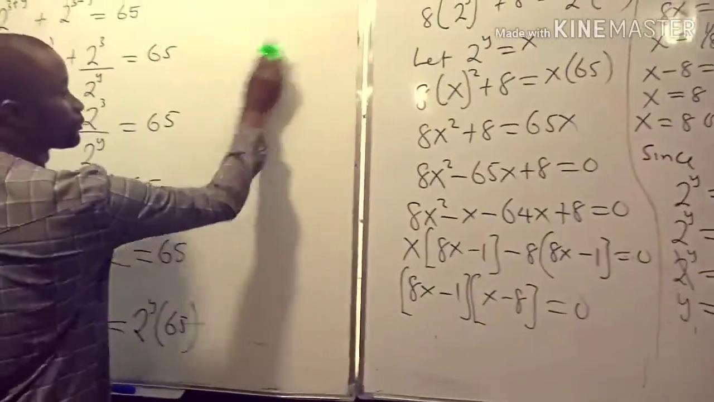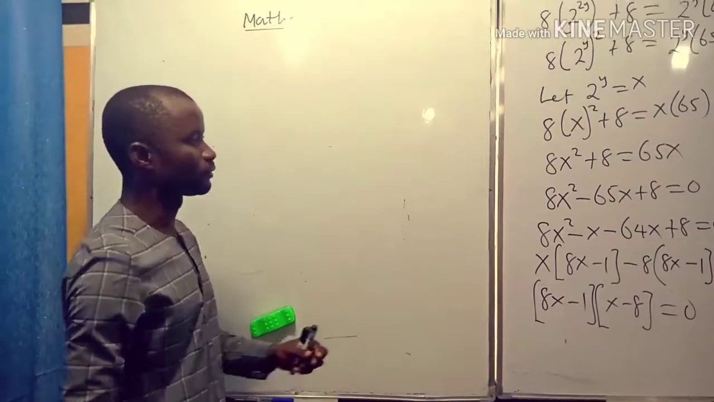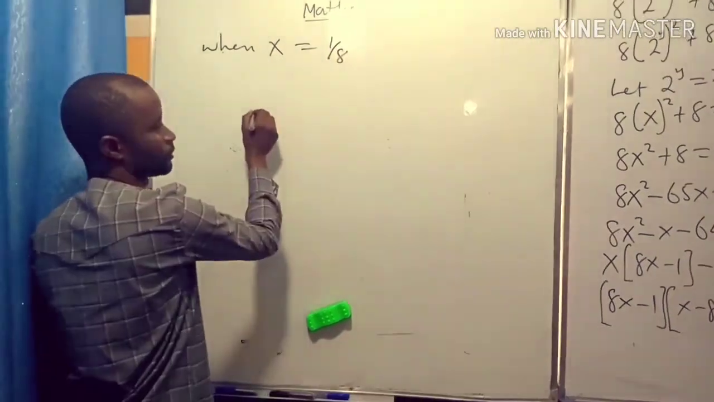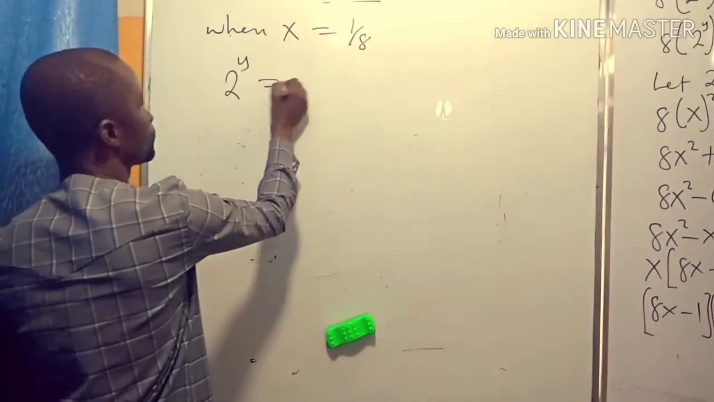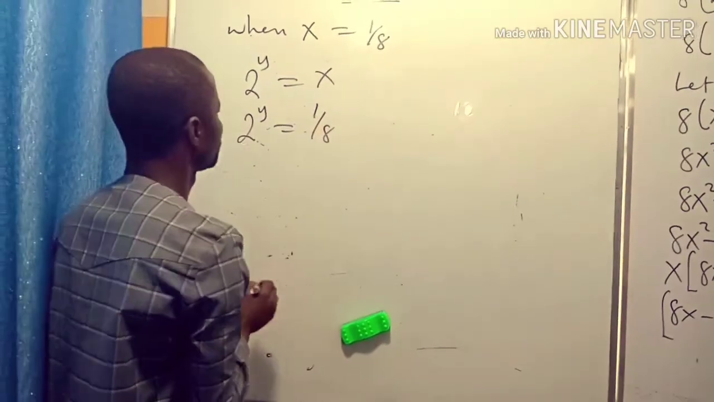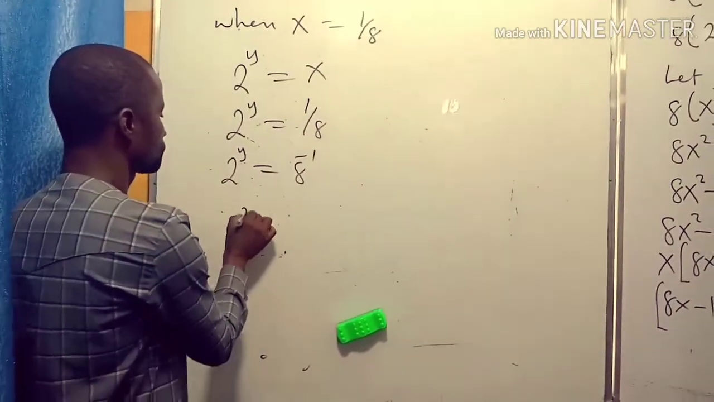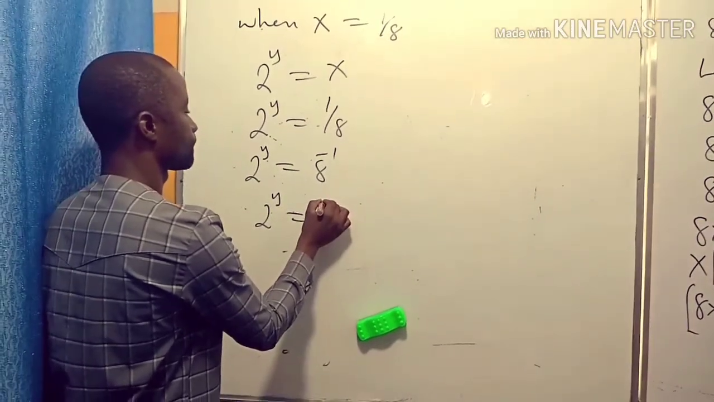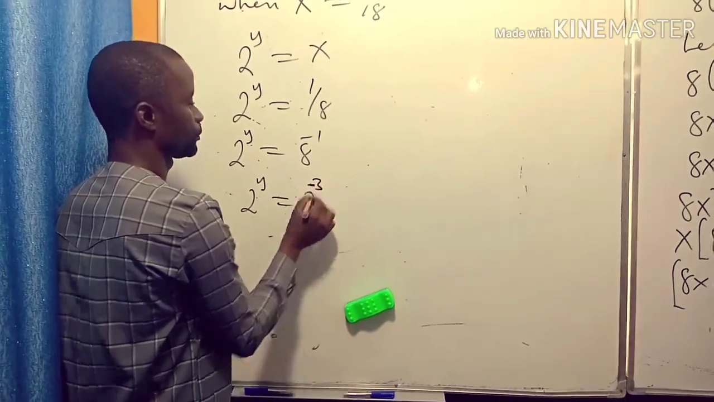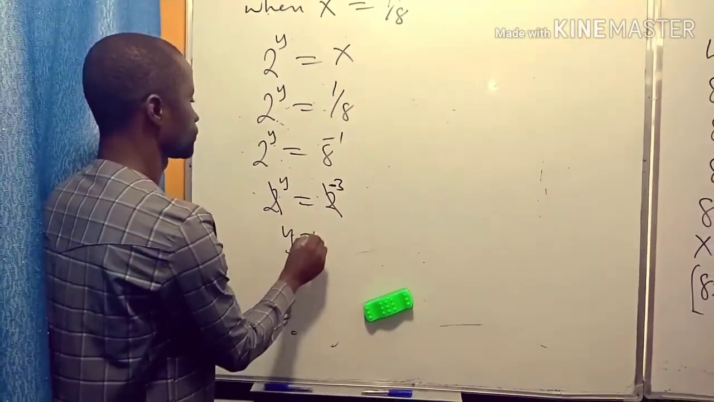And then this next one, the second value where x is equal to 1/8. And then you have 2^y is equal to x. Substitute this value here. That's 2^y equal to 1/8. And then we have 2^y is equal to 8 to the power of -1, that's the inverse law. And then we have 2^y equal to 2^(-3), because 2^(-3) is equal to this. And then we have y now is equal to -3.